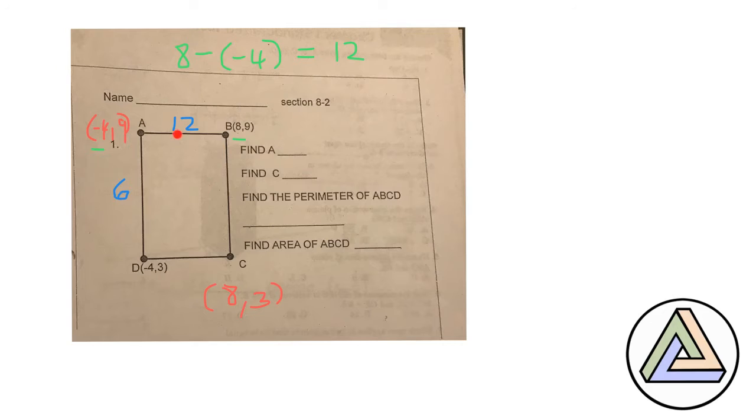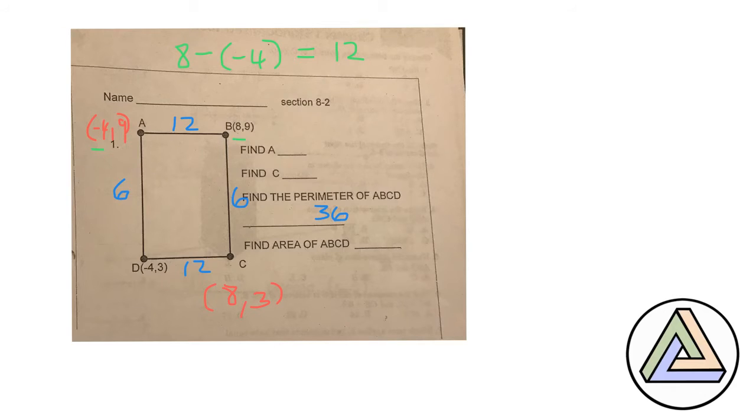Now here's the easy part. Once you have this, it's a rectangle, so you know for sure that's going to be 12. That's going to be 6. Then it's a lot easier to just add it all up. Let's see. 12 plus 12 is 24, plus another 6 and 6. That's really 24 plus 12, which is 36. So we are looking at a perimeter of 36.